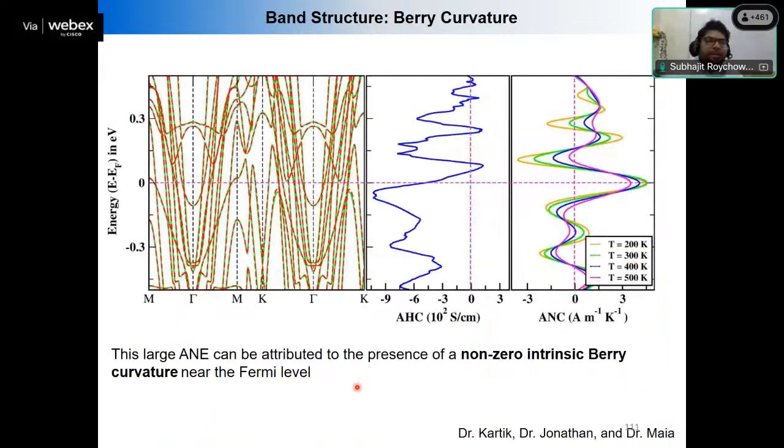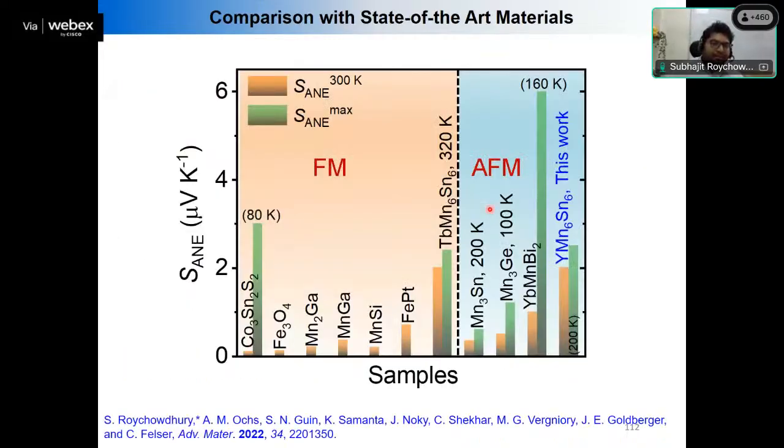Then we did the band structure calculation, and we observed the presence of non-zero intrinsic Berry curvature near the Fermi level, and that is the reason for realizing the Nernst effect in this material. Then we compared with previous ferromagnet and antiferromagnet materials, and we observe our material, YMn6Sn6, outperforms all other antiferromagnetic materials, and it can be compared with the ferromagnetic systems.